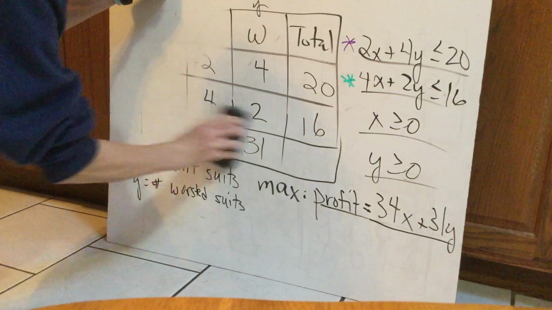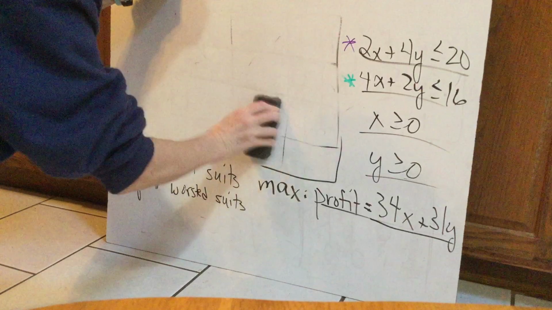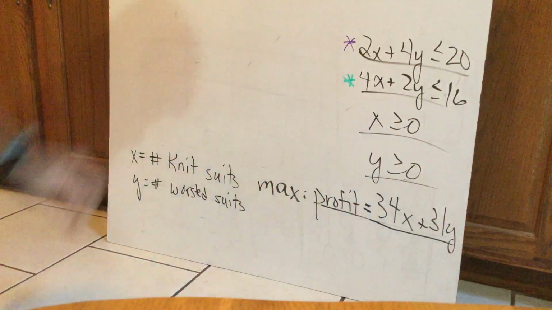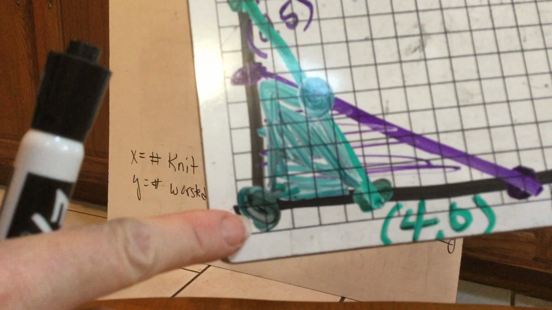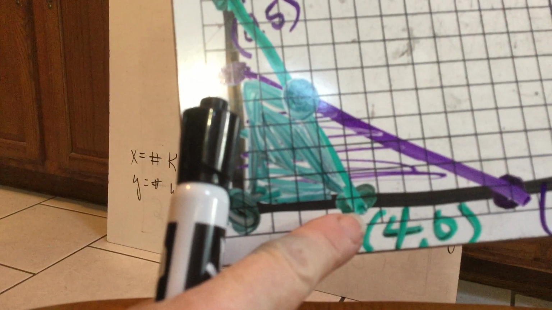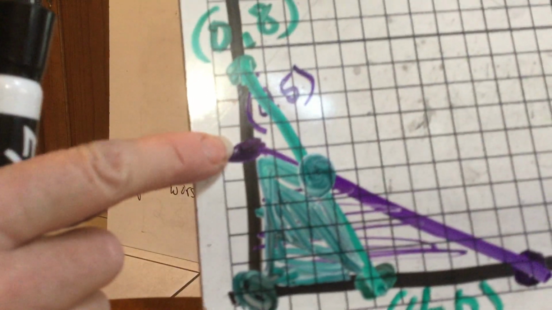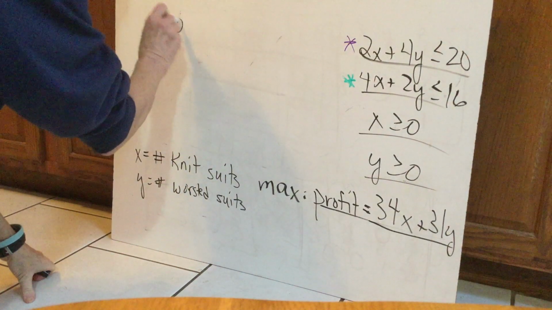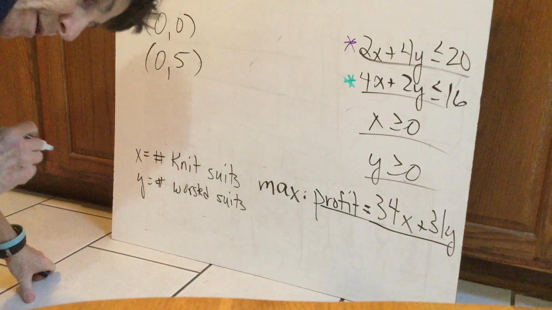Some of them are super simple to write down. For example, this one right here is the origin. This one is the point 4, 0 because I plotted it. This one is the point 0, 5. So those are the easiest: 0, 0; 0, 5; and 4, 0.